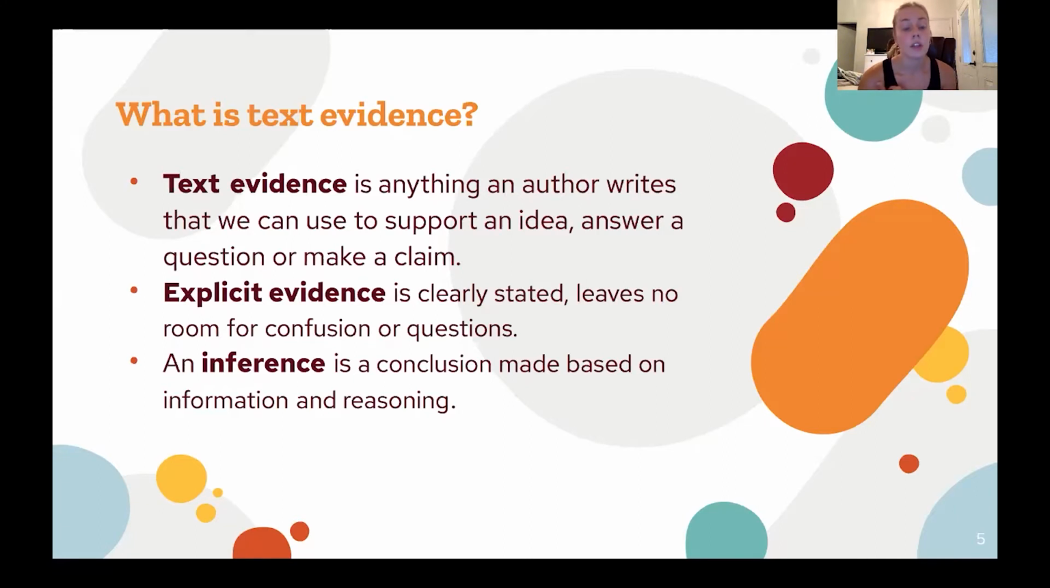And an inference, on the other hand, is a conclusion that is made based off of information and reasoning. So we make an inference based off of our explicit evidence. We infer what an author might be saying, what moods they're using, why they use certain words. We make an inference based off of the text that we read.